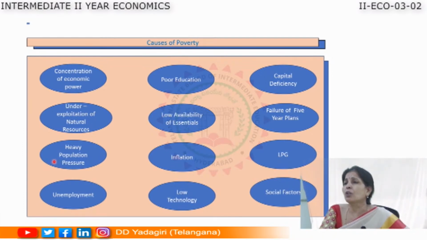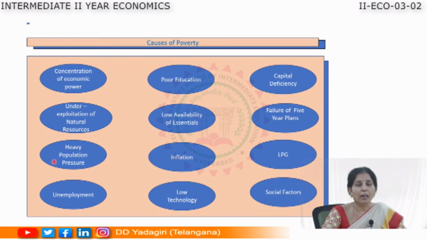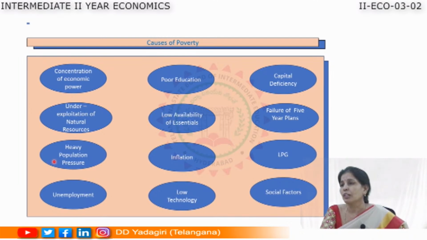What reasons are contributing to poverty? Let us have a look at the causes that are leading to poverty. They are concentration of economic power, under exploitation of natural resources, heavy population pressure, unemployment, poor education, low availability of essentials, inflation, low technology, capital deficiency, failure of 5-year plans, LPG model, and social factors. Let us understand each cause, how it is leading to poverty.